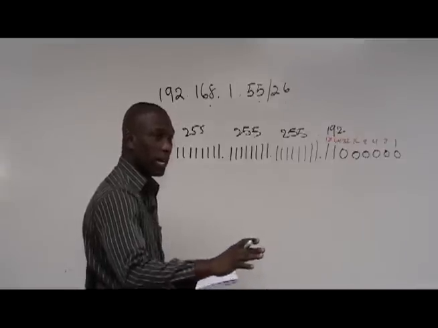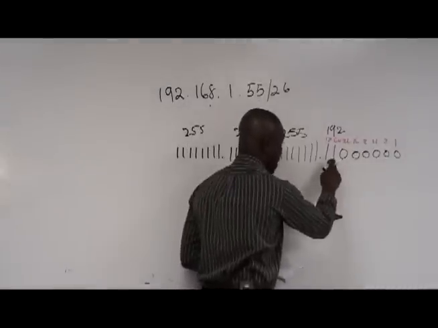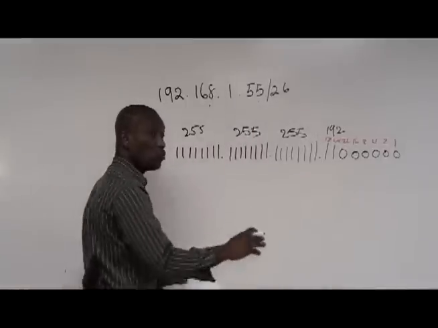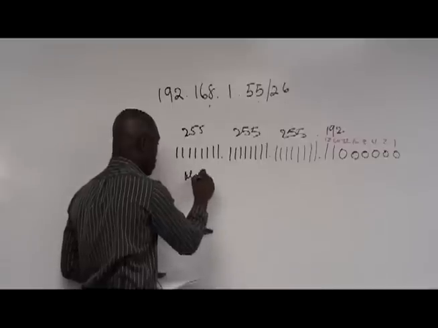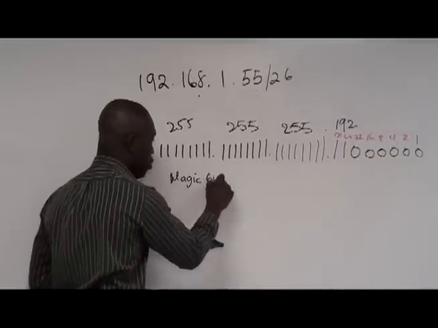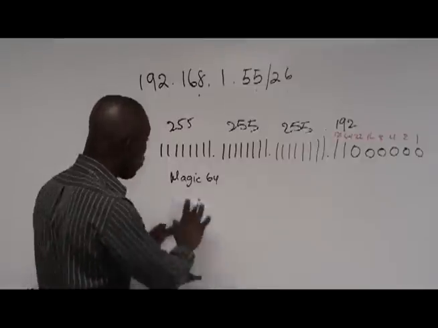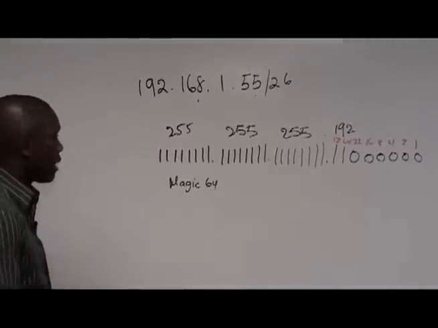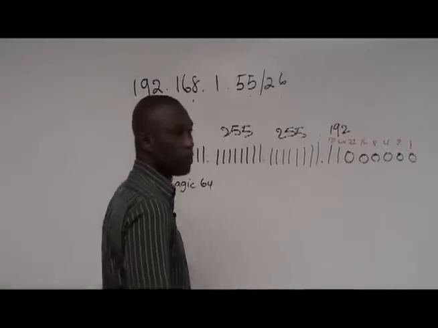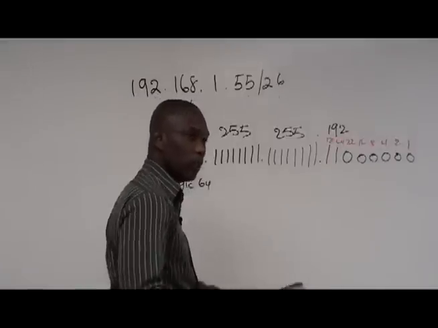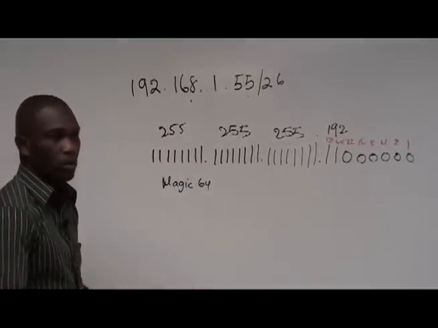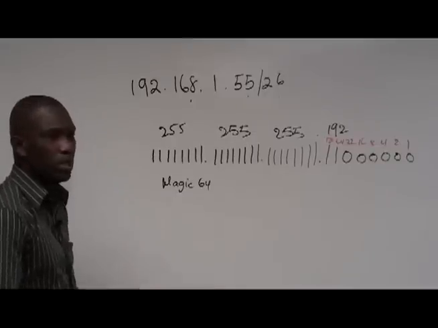Now the good thing about this is that this last borrowed bit here is what you call the magic number. The magic number is the last borrowed bit, which is 64. So you're going to find out what this whole concept of the magic number is in terms of subnetting, and why we would want to use it to find out how many networks this subnet will be able to take.